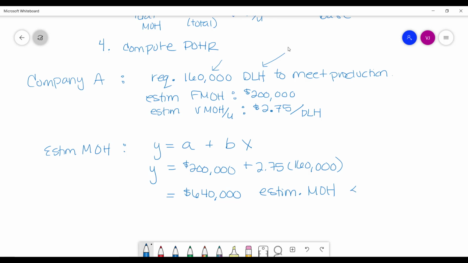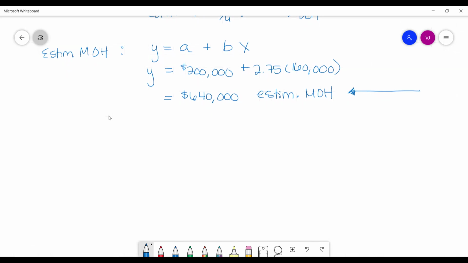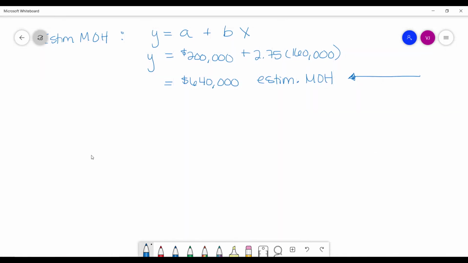Okay, so now all we know so far is how many dollars the company estimates it will be spending or incurring in terms of manufacturing overhead for all the jobs it'll be working on for the period that hasn't happened yet, the period to come. But now we can calculate the POHR that can be used to allocate a portion of that $640,000 to the jobs as they are worked on for the period. So remember, what is our POHR?